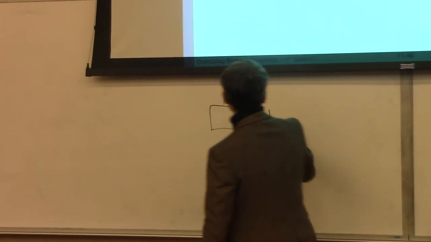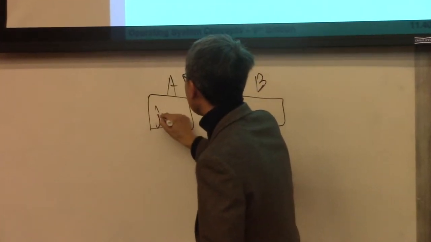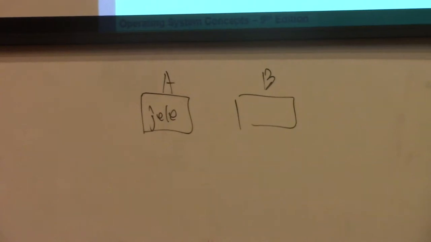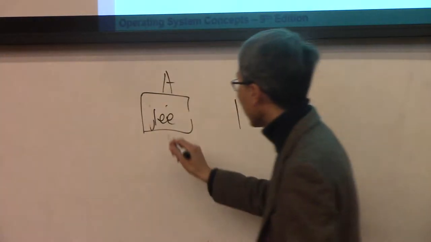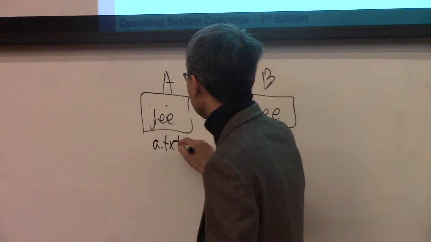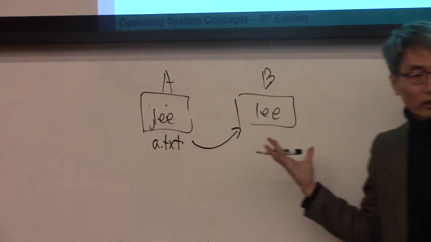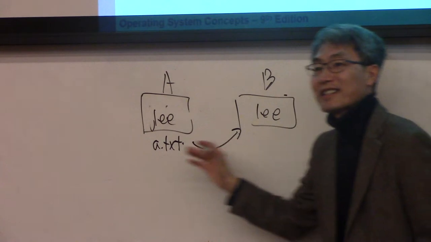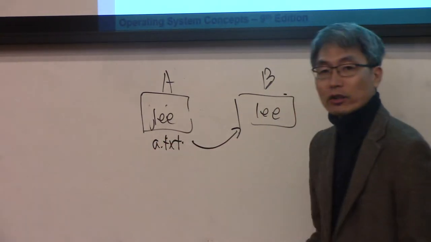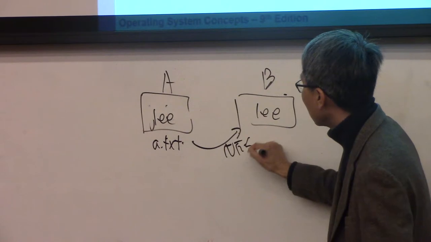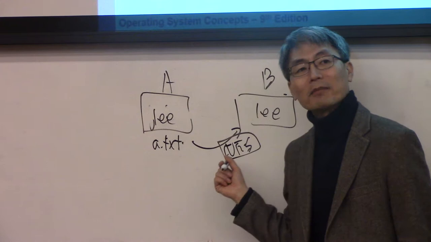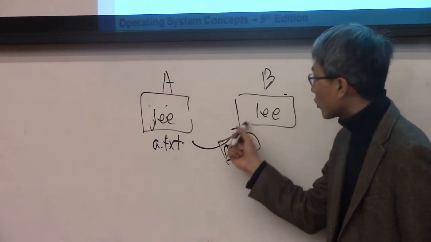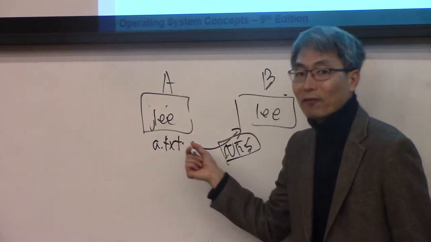unless you create the same user ID. So you have the A server and the B server, and you create the user lead on both. Then the lead user creates the a.txt file. Then this is mounted to the B server. So from B, you can see the file A using the network file system, and through this you can share the a.txt file.